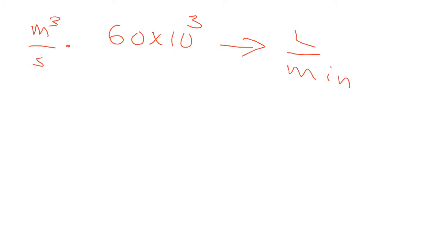Okay, if you want to change meter cube per second to liters per minute, how are you going to do it? It needs to be the reverse now. It has to be times 60 times 1000, and that will now change it to liters per minute. Okay, when changing liters per minute to meter cube per second, you divide by 60 times 1000. And when changing to liters per minute from meter cube per second, you multiply by 60 times 10 to the power of 3.